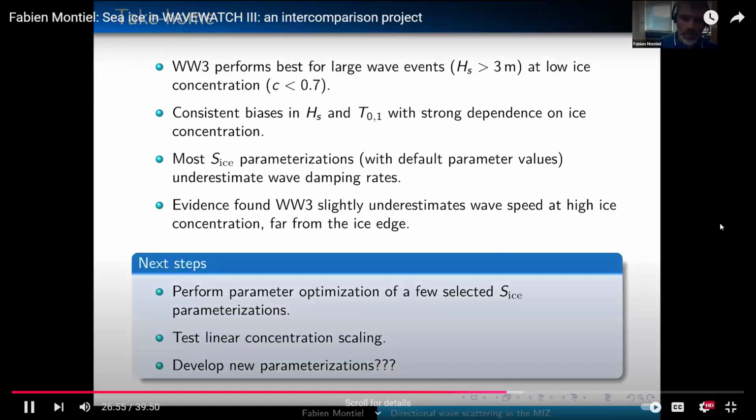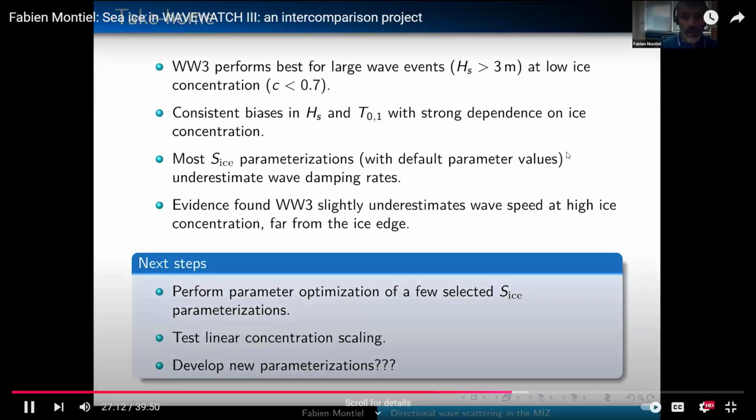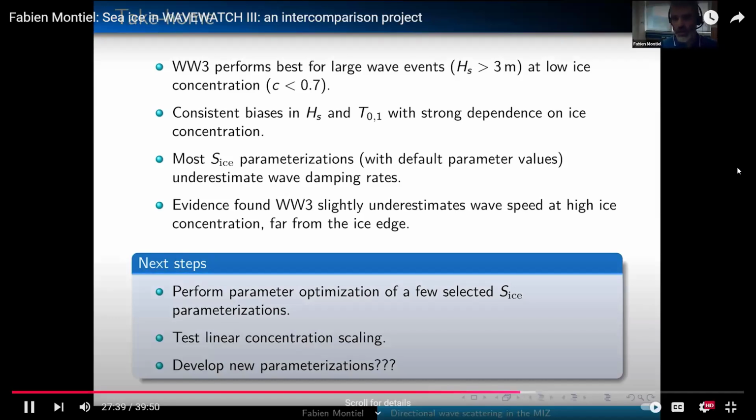The next step would be to look at whether we can improve these model fits by optimizing the parameters of these different parameterizations. One more thing that we haven't tested, but would be nice to look at, is whether scaling this ice damping curve in WAVEWATCH linearly with ice concentration is appropriate. There's evidence, based on observations, that it might not be. And then we potentially might need to develop new parameterizations to improve the ones that are currently there, though I would argue none of them is likely to do the job consistently for all types of ice conditions and wave conditions. And that's me. Thanks.